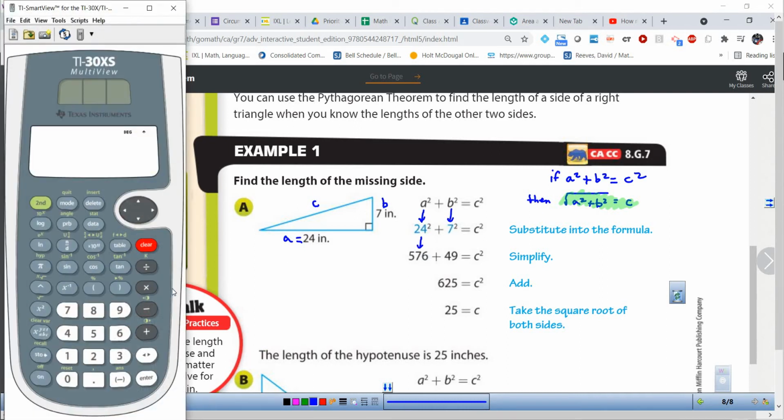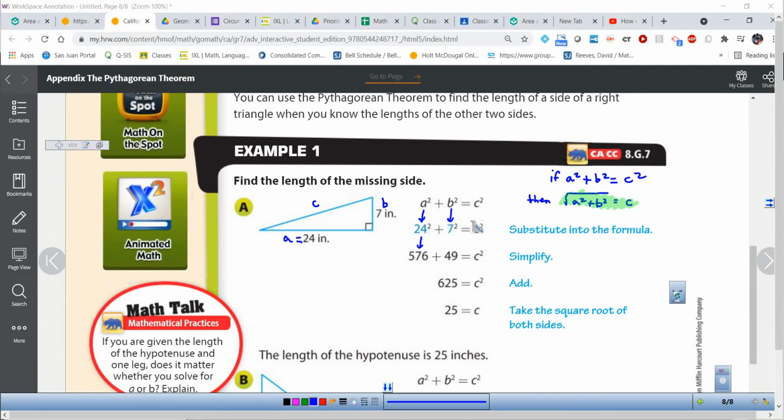Let's make sure on the calculator you know how to do squared and square root. On most scientific calculators, when you want to square, they have an x squared button. Remember, squared means times itself. So I could do 24 times 24 to get 576, but it's usually easier just to use that squared button. So 24 squared is 576. 7 squared would be 7 times 7, but better to do 7 with the x squared button, and we get 49.